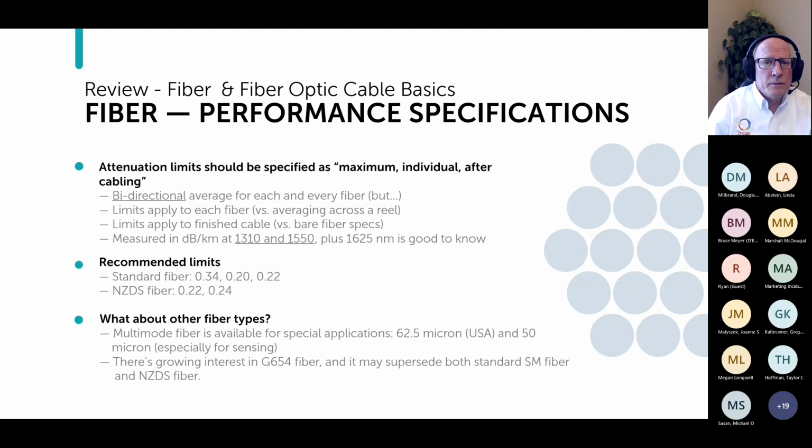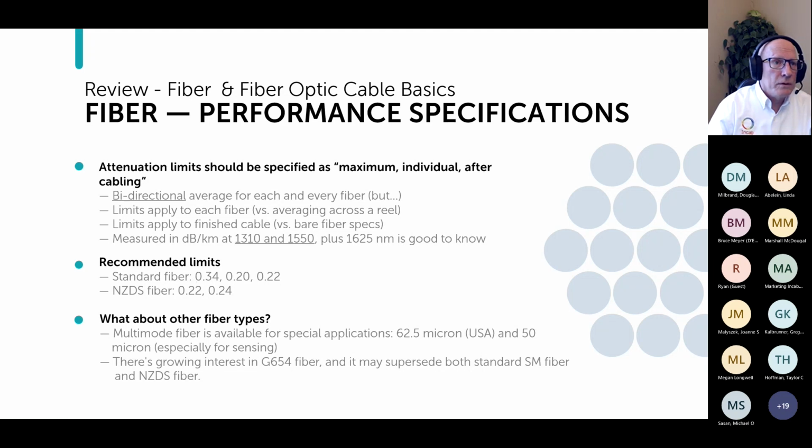I think you can sustain the bidirectional testing and averaging. What limits should you use? Well, for the standard single mode fiber, 0.34 dB per kilometer at 1310, 0.20 dB per kilometer at 1550, and if you're measuring 1625, 0.22 is a good value to use.